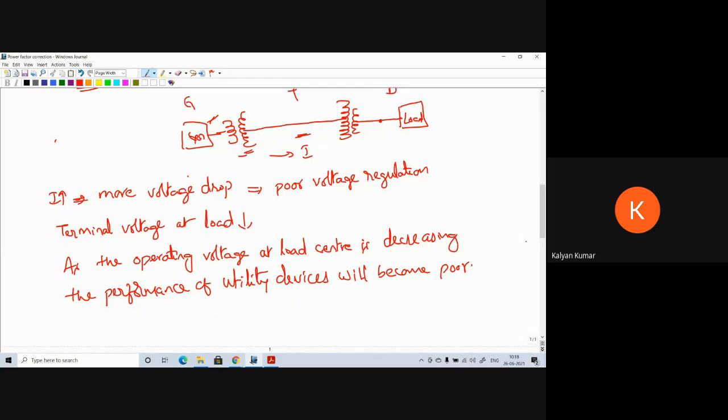So what are the utility devices? Suppose if we take our house, fan, TV, AC, fridge, whatever may be the device that we are having that works on the electrical power, those devices are going to perform poorly. So you can observe, if the voltage is reduced, how the fan speed is going to change, how the brightness of the lamp is going to change. We are going to use stabilizers to stabilize the voltage variations. Okay. So whenever the operating voltage is going to decrease, the performance of the equipment that we are going to use in our household appliances or any industries are going to become poor. The performance is going to decrease.